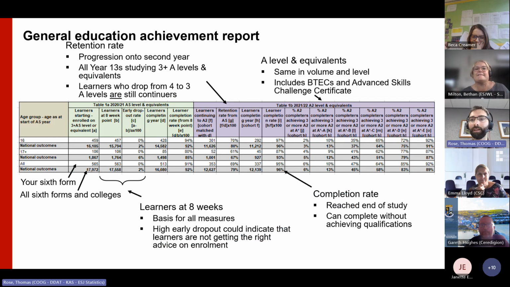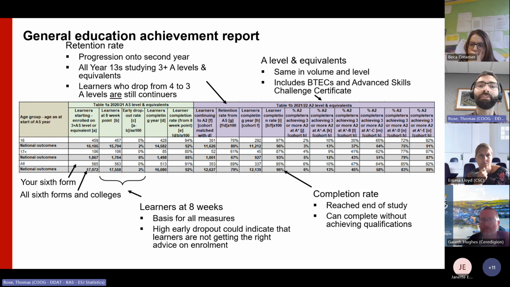So I'm going to take you through what the actual spreadsheet that you receive looks like. So this is the general education program report that we have here. The first thing to note about it is that we talk about A levels and equivalent. So these are qualifications which are the same in volume and level to an A level. So they include BTECs and Advanced Skills Challenge Certificate taken as part of a general education program.